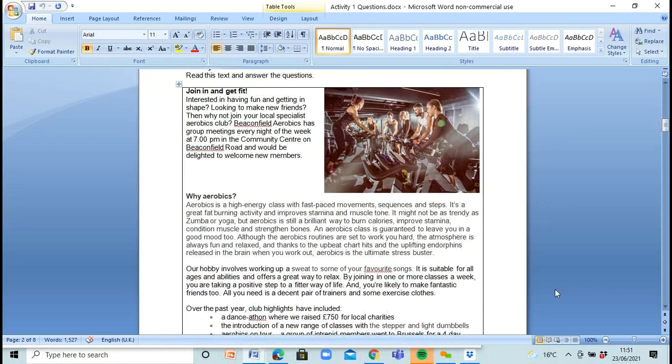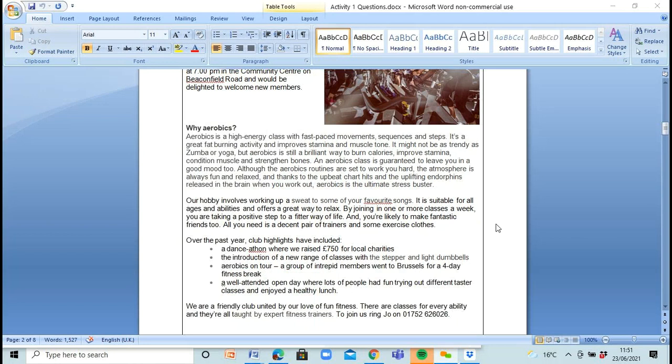So why aerobics? So aerobics is a high-energy class with fast-paced movements, sequences and steps. It's a great fat-burning activity and improves stamina and muscle tone. It might not be as trendy as Zumba or yoga, but aerobics is still a brilliant way to burn calories, improve stamina, condition muscle and strengthen bones. An aerobics class is guaranteed to leave you in a good mood too. Although the aerobics routines are set to work you hard, the atmosphere is always fun and relaxed. And thanks to the upbeat chart hits and the uplifting endorphins released in the brain when you work out, aerobics is the ultimate stress buster.